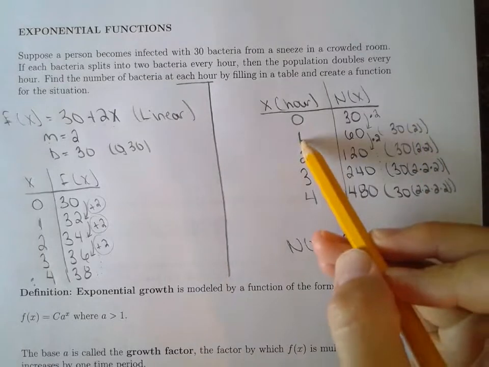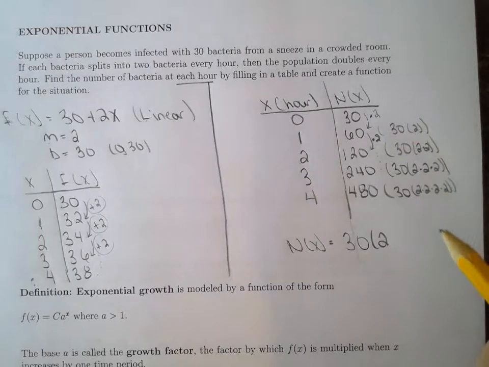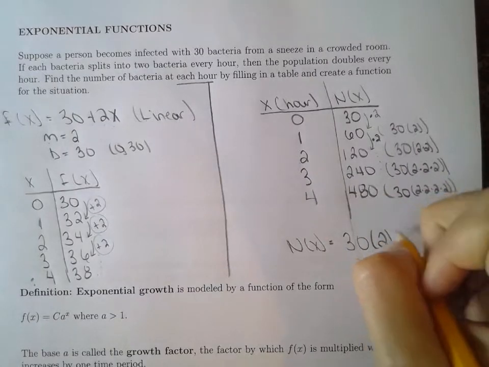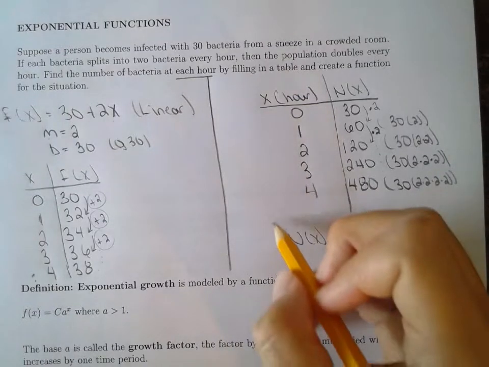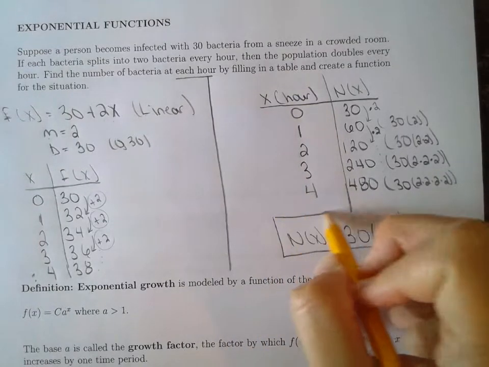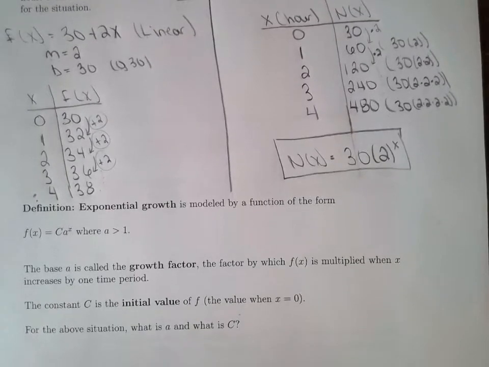So here we have 1 two, here we have 2 twos, here 3, here 4. So notice that the x value determines how many 2's we have. So we're going to be using an exponent here. This is what an exponential function looks like. We have n of x equals 30 times 2 to the x. So let's go ahead and go into the definition.